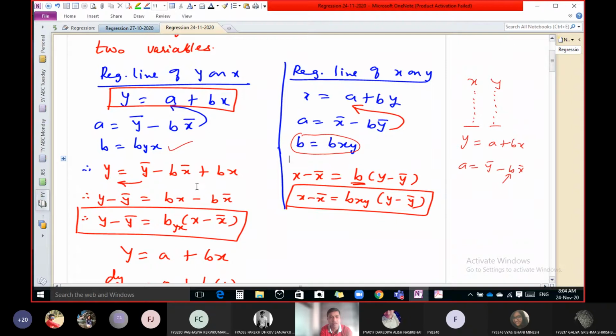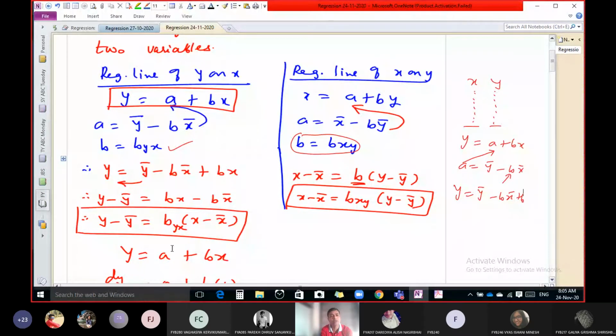Now you can substitute the value of a, y bar minus b x bar, here. So we get y equal to, instead of a, y bar minus b x bar, plus bx which is already there. Now take this y bar to the left side. So y minus y bar equal to bx minus b x bar, and you can take b outside, so we get y minus y bar equal to b times the bracket x minus x bar.